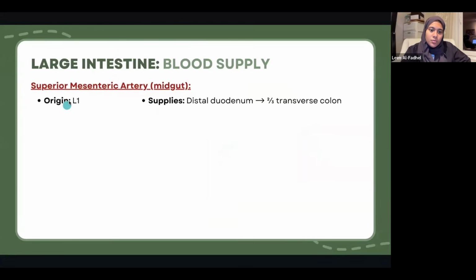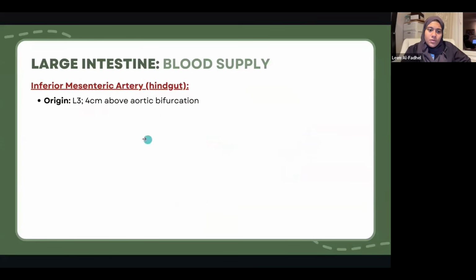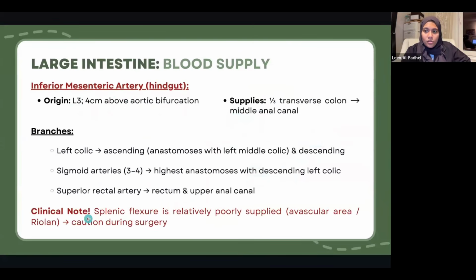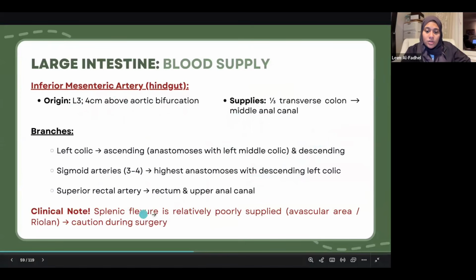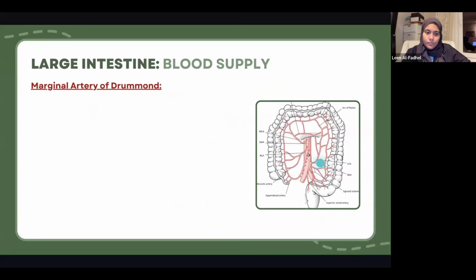So, this is everything that we just said. I'll just add to it that superior mesenteric artery comes out from L1. Okay, everything we just said. Inferior mesenteric artery comes out from L3, 4 centimeters above the aortic bifurcation. Supplies this, just what we said. And here's a very important clinical note to keep in mind: the splenic flexure is relatively poorly supplied, okay, because it's an avascular area of Riolan. That's like its other name. So we need to have caution during surgery.